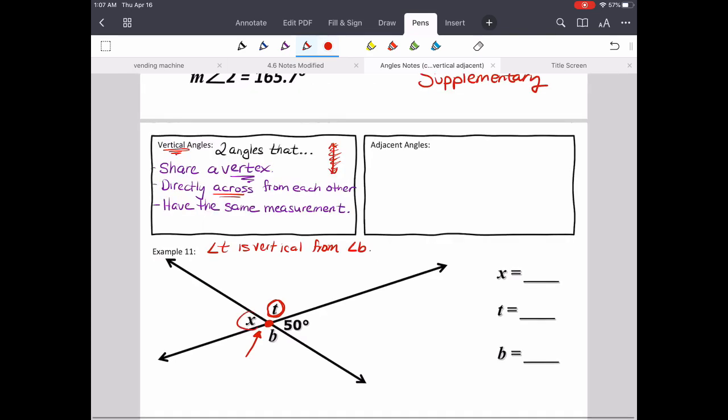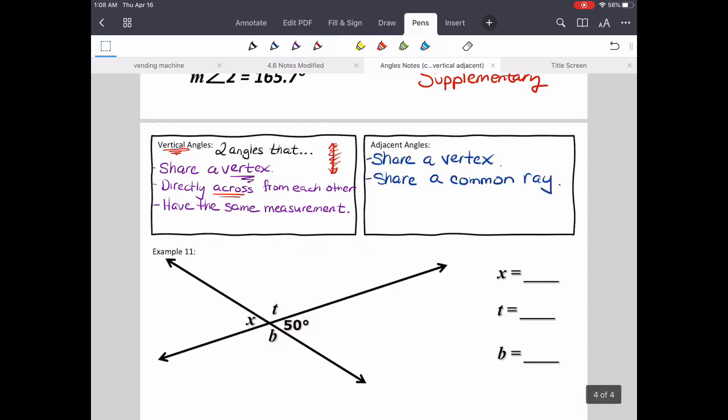Angle X is vertical from 50 degrees. Even though that doesn't have anything to do with up and down, they share this vertex and they're directly across from each other, and they have the same measurement. Adjacent angles are more about what they share. So adjacent angles are angles that share a vertex, just like vertical angles, but they're not across from each other.